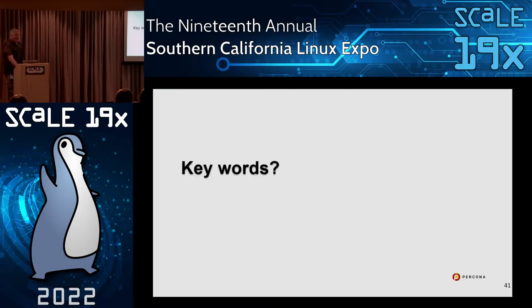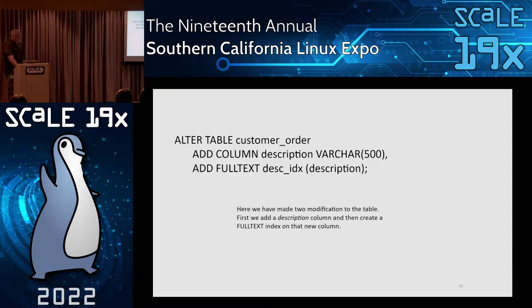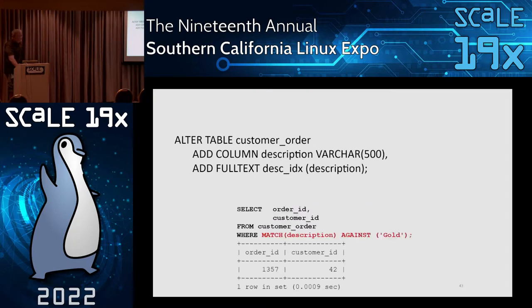What if you want to search for keywords in your data? So we're going to change our customer order table. We're going to add a column called description. It's a varchar 500. And we're going to add a full text index that we're going to call description index on the description column. Now, here we've made two modifications to a table. We've added the description column and then the full text index on it. And we can use this with the match keyword. So we're going to match the description column against the word gold. And we just happen to have one record in here with that.